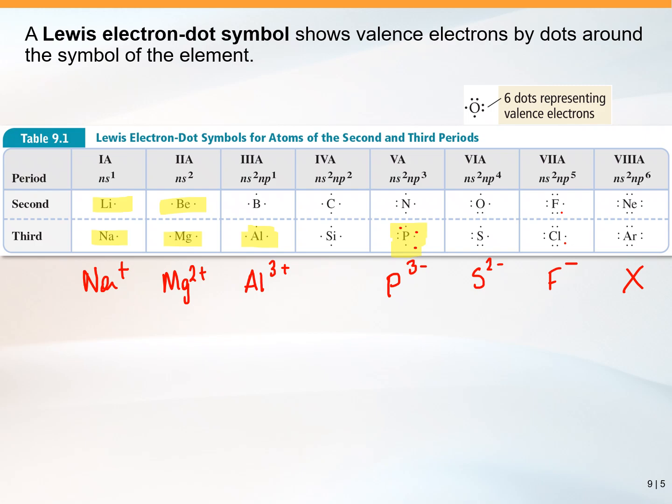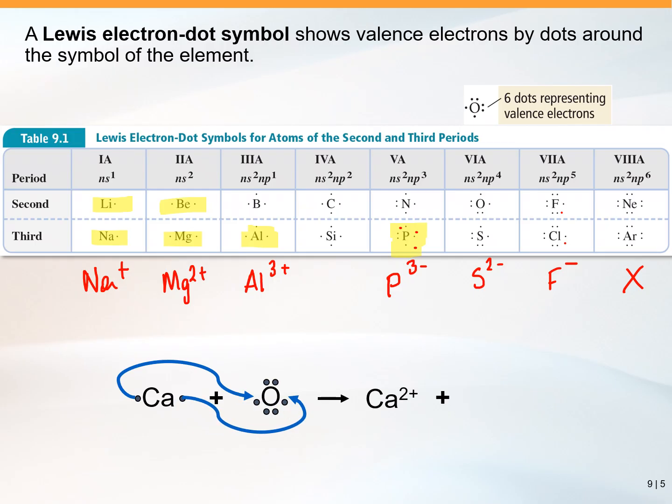So we can actually show the ionic bond formation using Lewis-dot formulas too. If you have a calcium atom bonding with an oxygen atom, it will lose its 2 electrons to the 2 empty positions of oxygen and therefore form the calcium ion and the oxide ion.